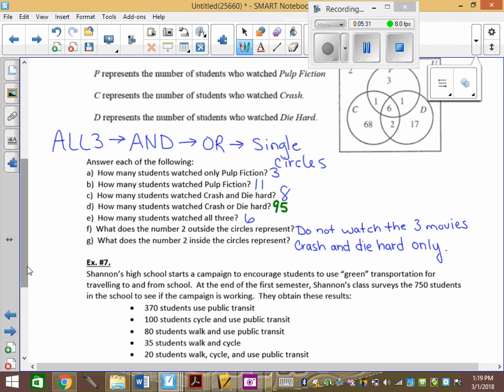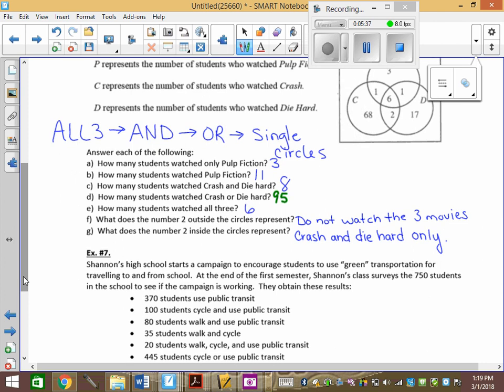So understanding the 3 circles isn't hard. It's actually drawing them that's sometimes the most difficult part. But we work from inside out. We do all, and, or single circles. The only ones you can put in immediately without going in that order is if they say only. If they said Die Hard and Crash only is 2, I could instantly go put a 2 in there because I don't have to subtract, right?